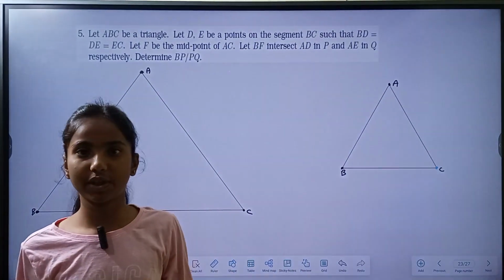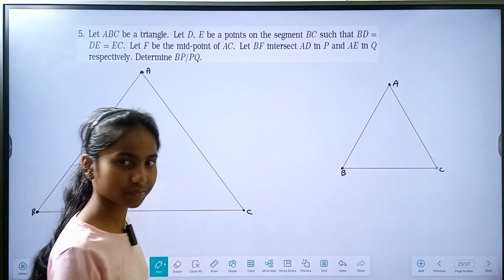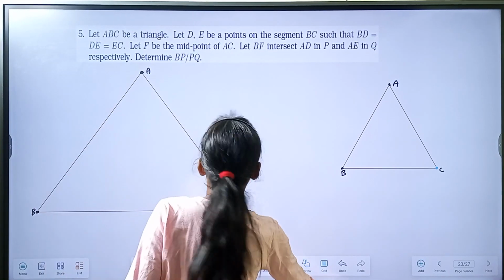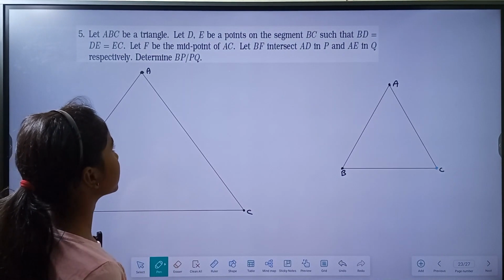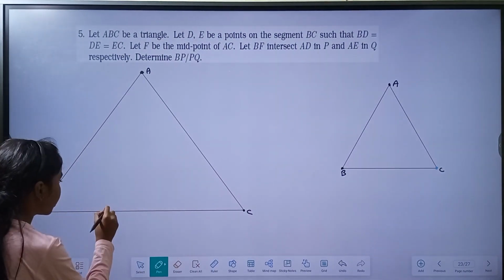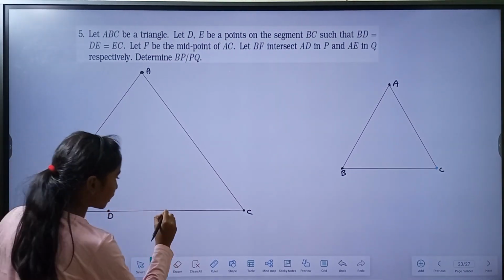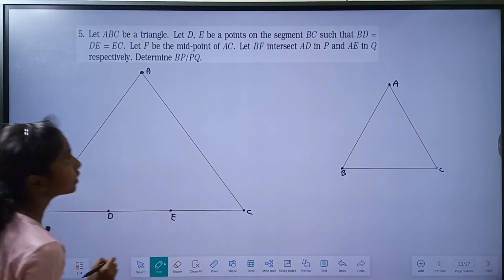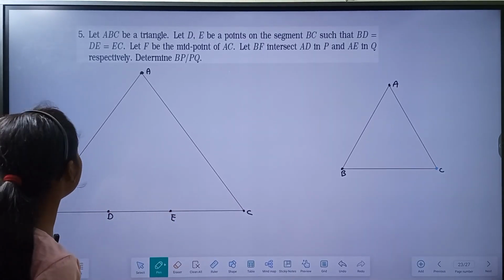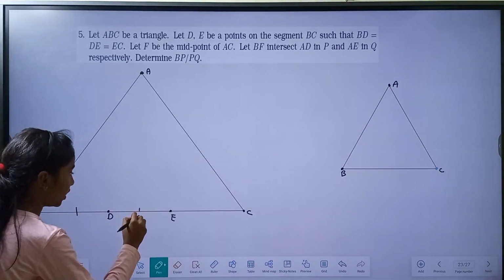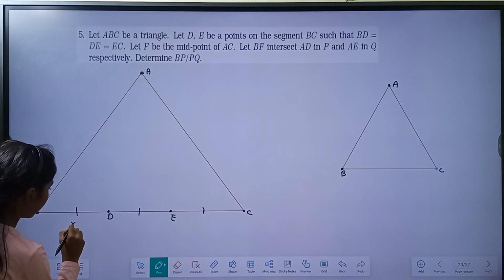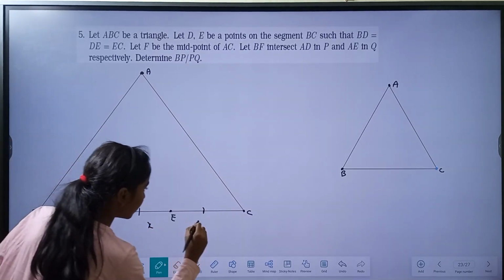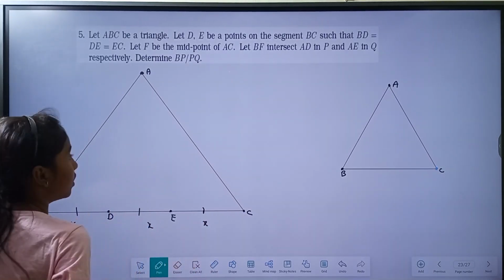Let us solve this problem today, which appeared in RMO. Let ABC be a triangle. Let D, E be points on the segment BC, so let this point be over here D, and let this be E, such that BD equals DE equals EC. Let us label it as some X. So if BD equals X, then DE is also X and EC is also X.